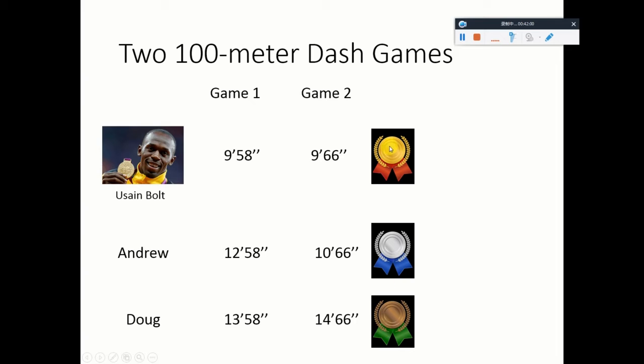Okay? So, in other words, if we just look at the kind of medal that Mr. Bolt, Andrew, and Doug win, you will not be able to know the specific performance that won them the medals. You will only know that Bolt is faster than Andrew, and Andrew is faster than Doug, but you don't know how much faster. The exact difference between these two performances, you do not know.